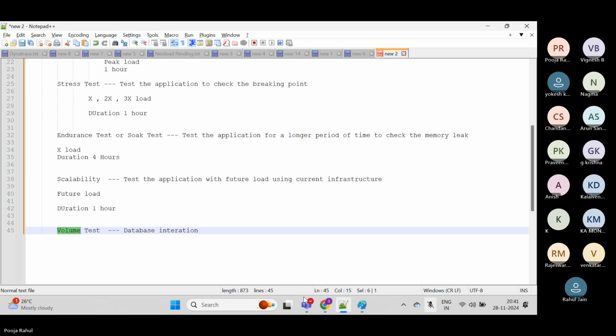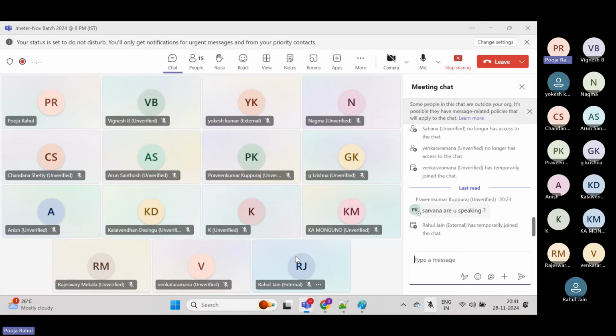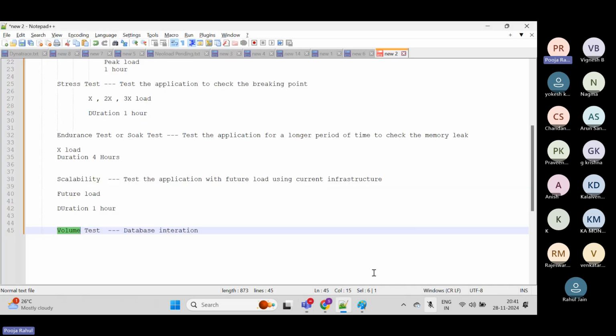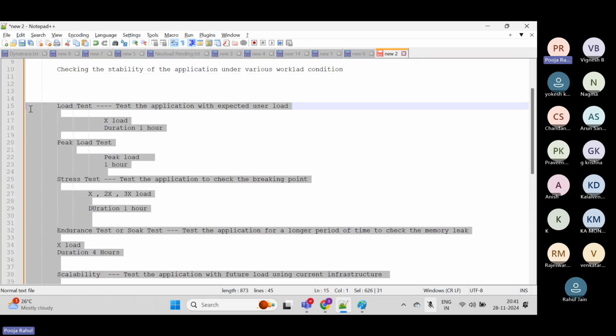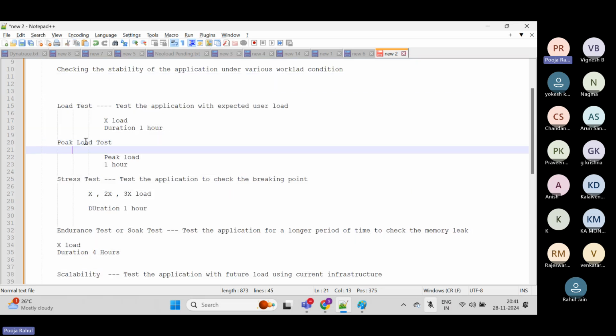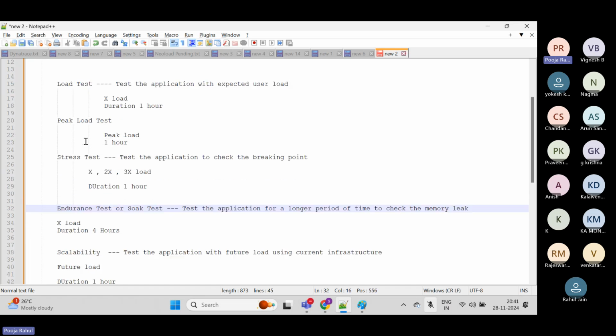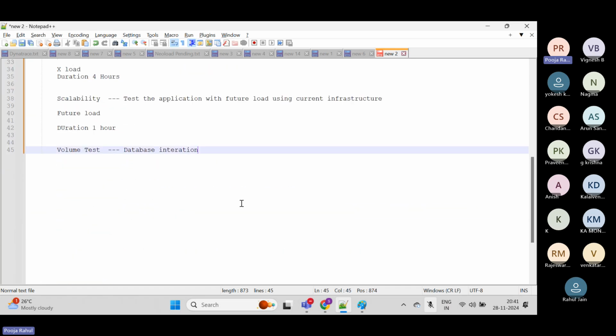Sorry. Okay. So here, database interaction is actually the keyword. Usually these are the types of tests we do: load test, peak load test, stress test, endurance test, scalability test, volume test, like that. But there are organizations calling one more type of test, called the high availability test.